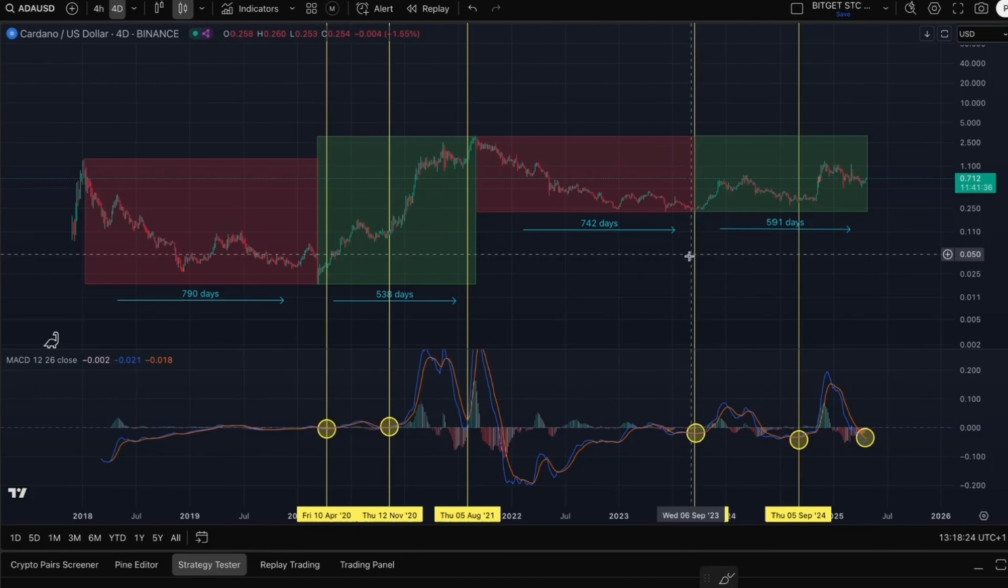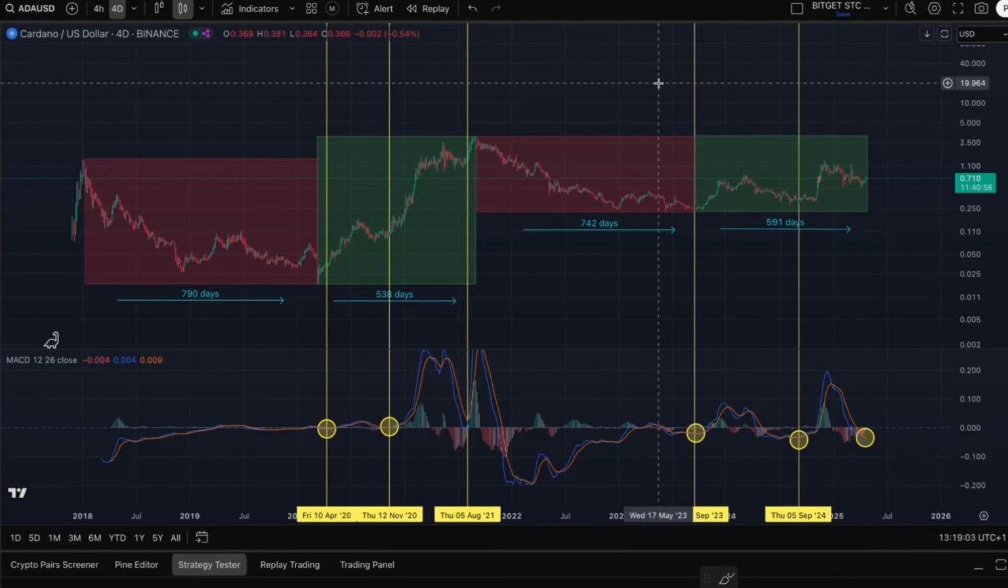And finally, look into the bull market of the present day, which started in September 2023, if we're marking from the low, and is currently now 2025 in May, and we've elapsed 591 days.